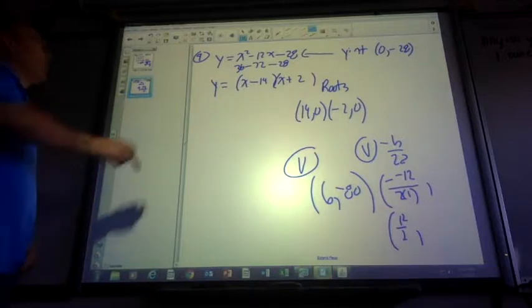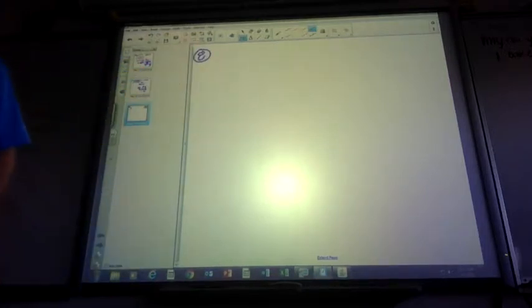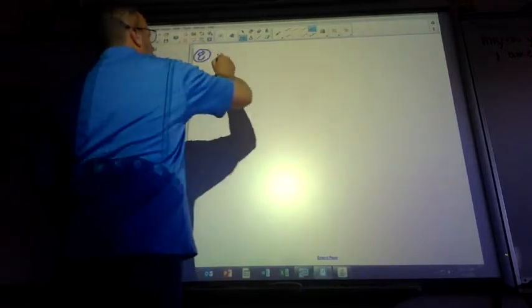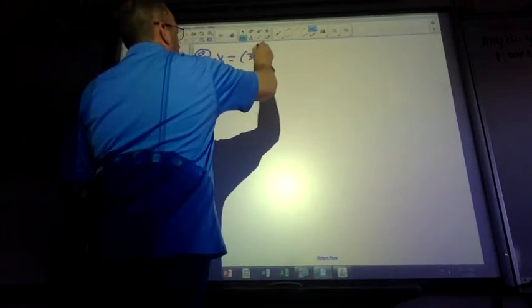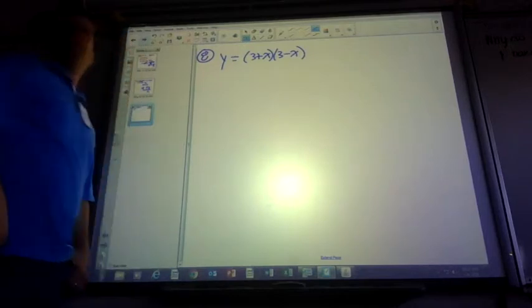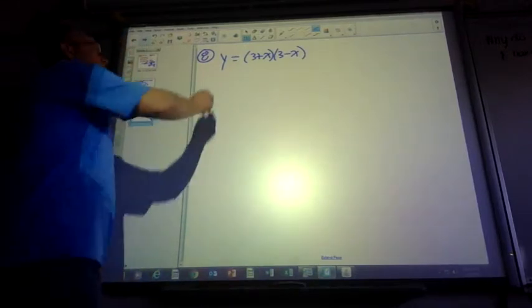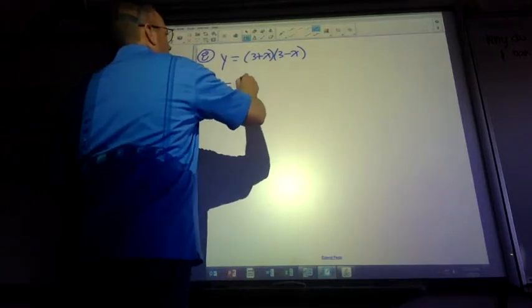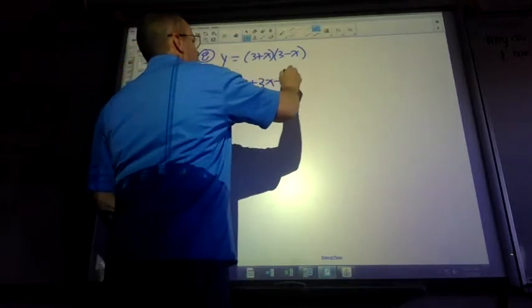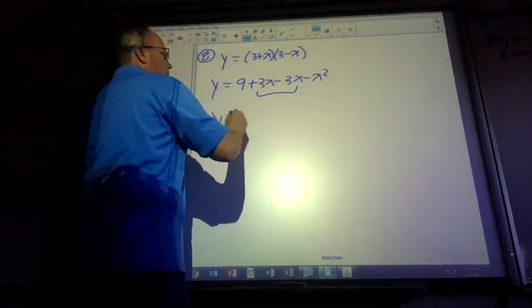I'm skipping around a little bit. Number 8 looks like this. You have y equals (3 plus x)(3 minus x). So it's a little backwards, but it is factored form. So they want us to find the standard form. So if you multiply this out, you're going to get 9 plus 3x minus 3x minus x squared. Those cancel.